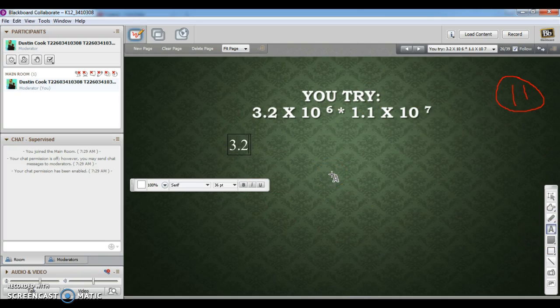Hopefully you said 3 2/10 times 1 1/10 times 10 to the 6, times 10 to the 7. So now let me add in my exponent 6 and my exponent 7. Again, let's multiply those, and then we'll multiply these, and we'll just drop down our multiplication symbol.